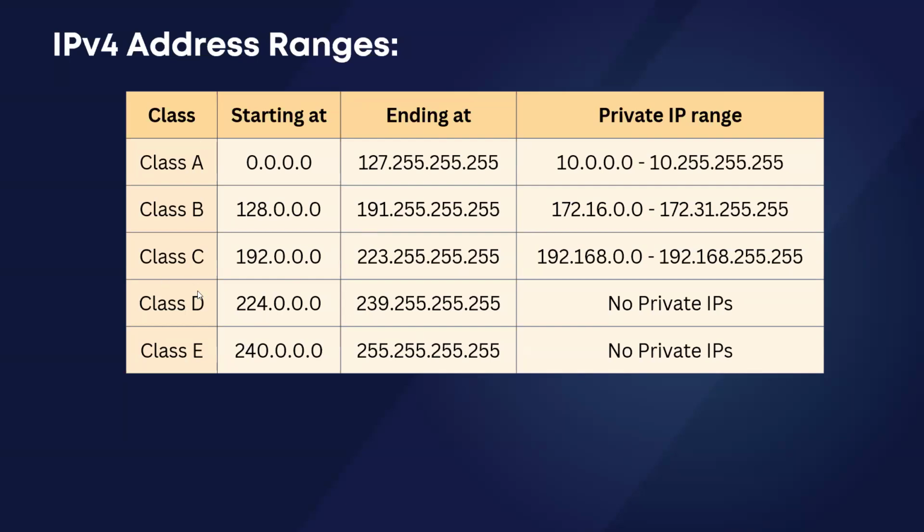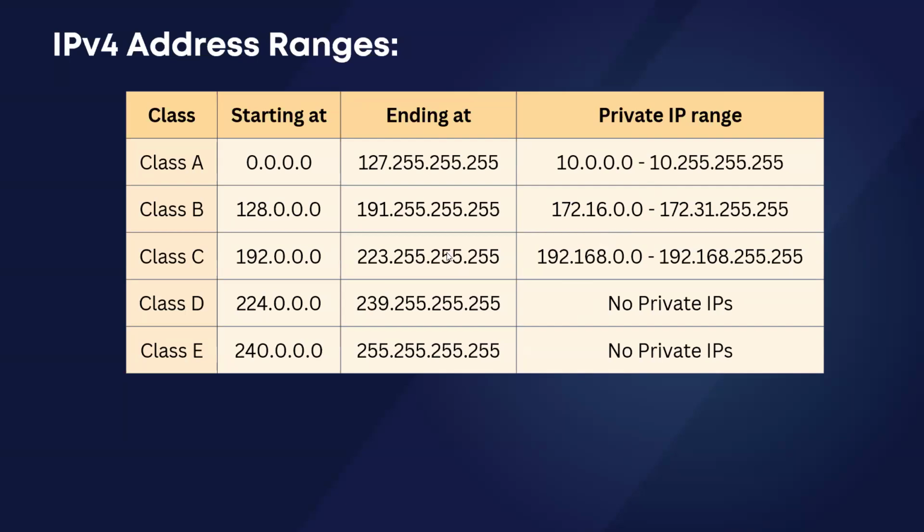Again, in these classes, you have some public IPs and some private IPs, right? So in class A, between 0 and 127, there's an entire range from 10.0.0.0 to 10.255.255.255. This entire range of IPs is private IP. Any IP within this range can be used in your local area networks. And any IP outside this range belongs to the ISP, Internet Service Provider, to give you public IP internet access.